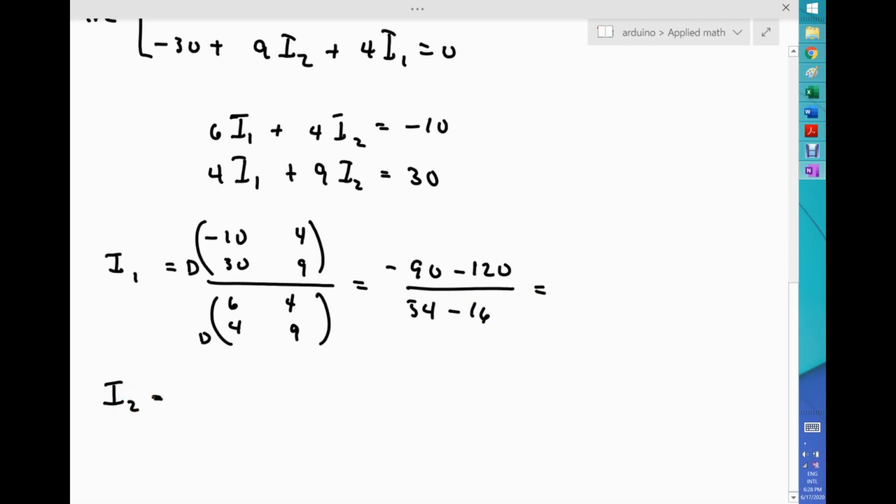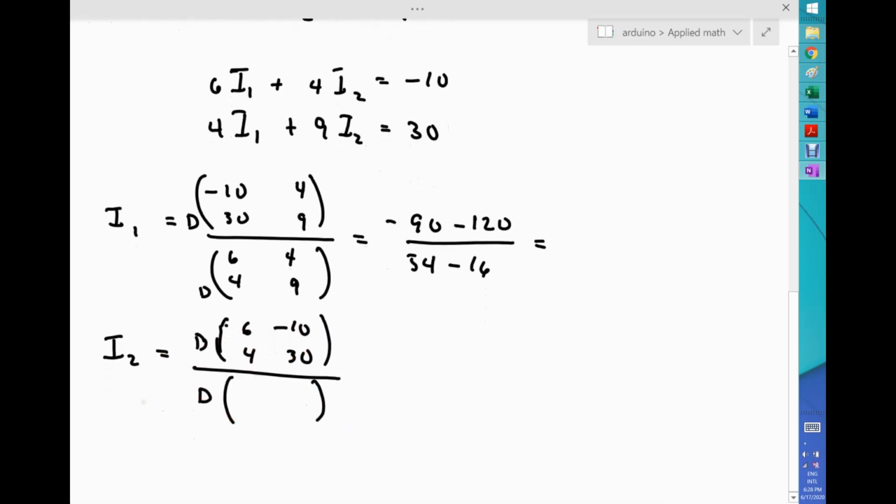I2 is the same story. The nice thing is that you already got the denominator of the determinant. Let's work this. It will be the determinant of the first part, which is basically 6, 4, minus 10 and 30, divided by the determinant of 6, 4, 4, 9. That will then be 60, 180 minus 10, that's 40, over 54 minus 16.